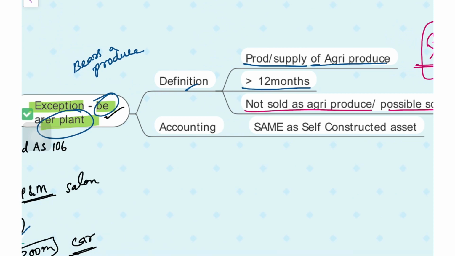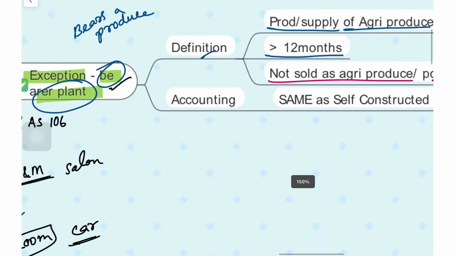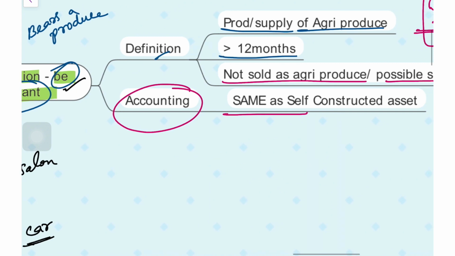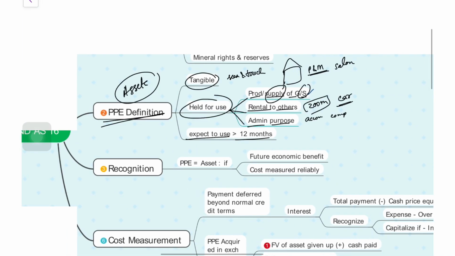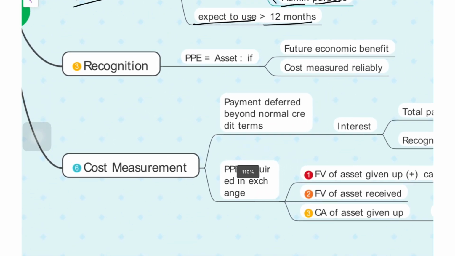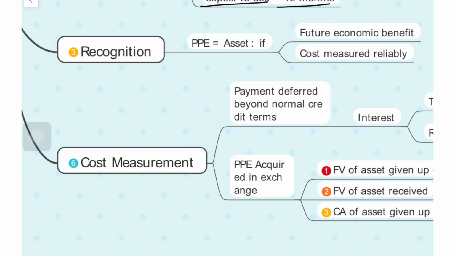So these are the three ways by which you can classify a bearer plant. One is that it must help in the production or supply of agricultural produce. It should be more than 12 months and it should not be sold as agricultural produce itself. So now what about the accounting of this bearer plant? Because bearer plants come under the definition of Ind AS 16, correct? So it should be same as a self-constructed asset. We are going to read about this in the later part of the standard. I hope you have understood what does not apply or what does not come into Ind AS 16. Now let's start.